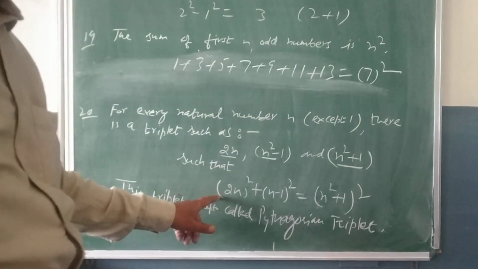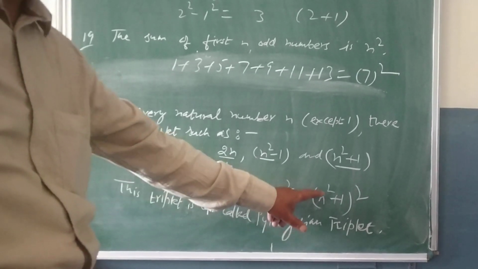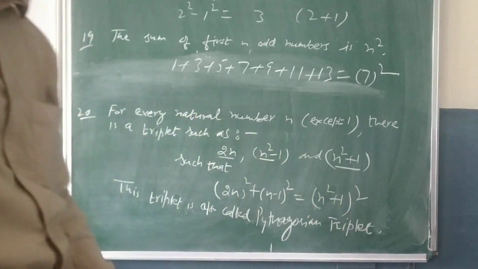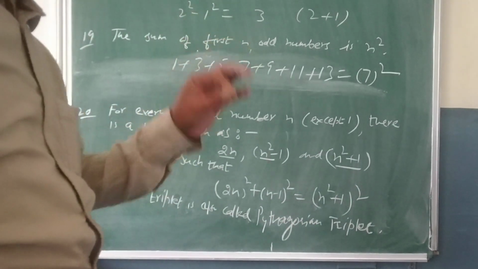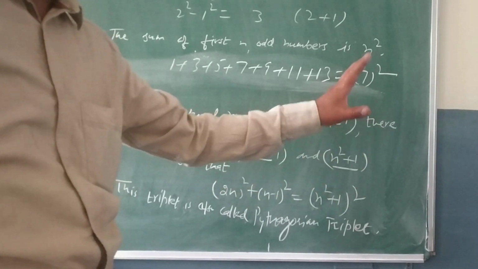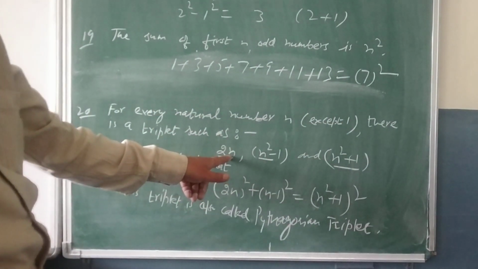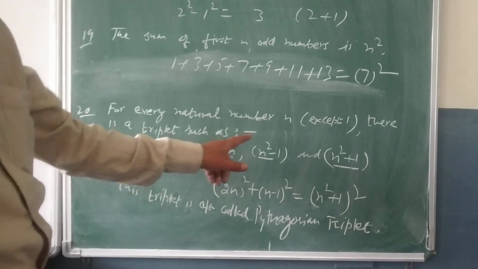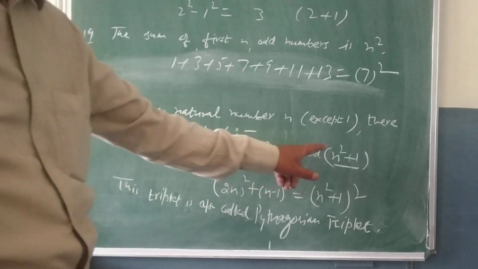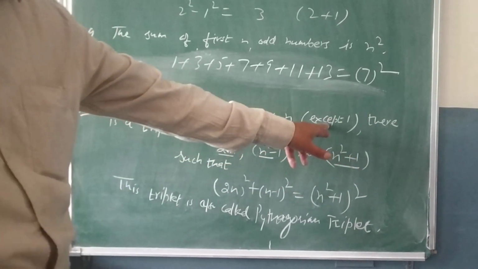If you are writing that 2n whole square plus n square minus 1 whole square is equal to n square plus 1 whole square, so please make it very clear that out of these 3, this one is the greatest side for any value of n. You can take an example. So I am taking n is equal to 1. So this will be 2, this will be 0 and this will be equal to 1 square plus 1. That's why it is written except 1.